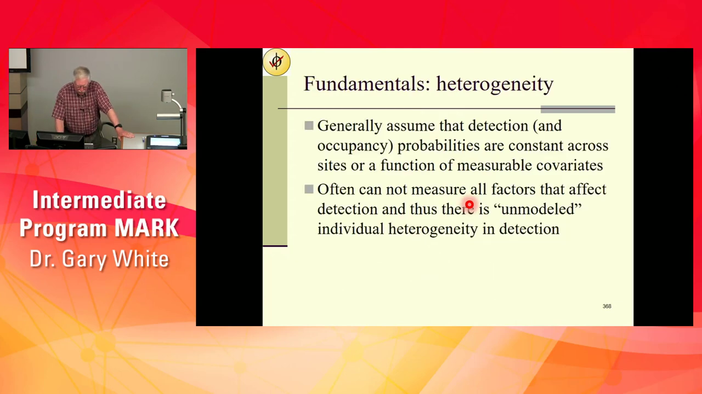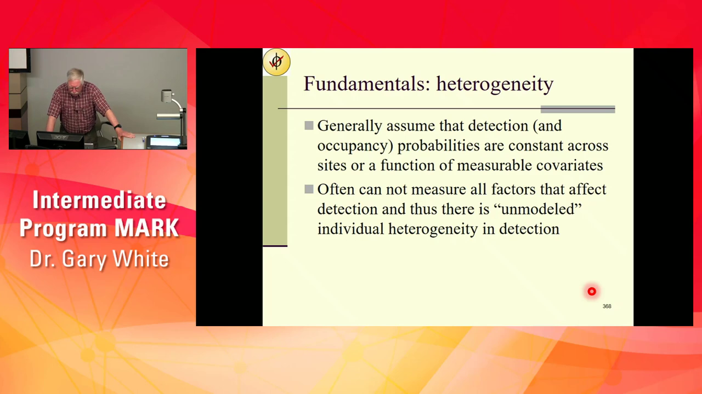Now, heterogeneity. I've alluded to it several times and sort of dodged around it. We generally assume the detection and occupancy probabilities are constant across sites, or they're a function of measurable covariates. Now, even when they're a function of measurable covariates, covariates don't explain all the heterogeneity, because covariates are never perfect, and we don't understand all the things that we need to have in there.